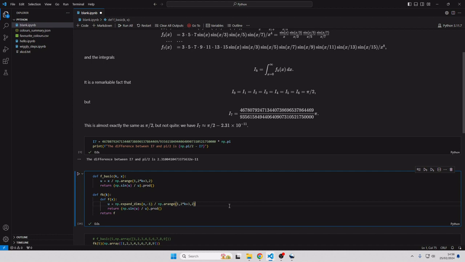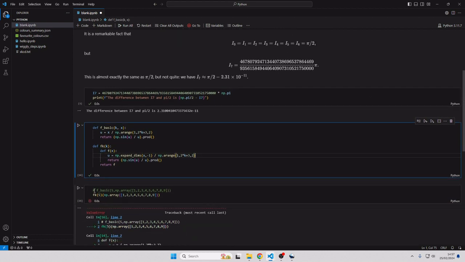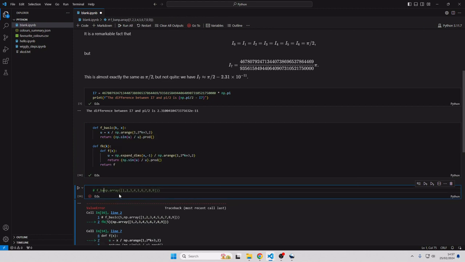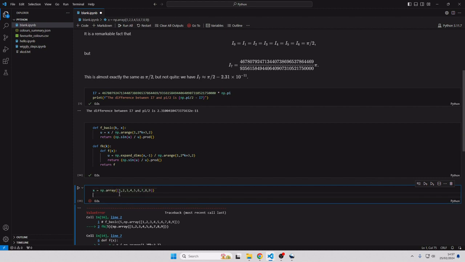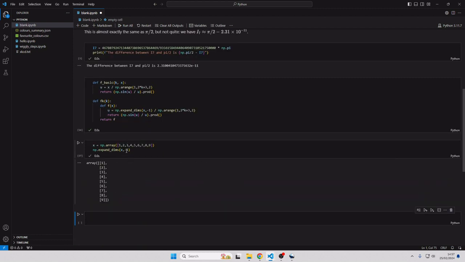So all we have to do is this maneuver. I'm not going to explain it too much in this video. It is explained in more detail in the Jupyter notebook that accompanies this video. But what we basically have to do, maybe just go back to this example here. Let's call this guy x, and then the effect of expand dims x minus 1 is that it just puts an extra pair of square brackets around everything in the middle.